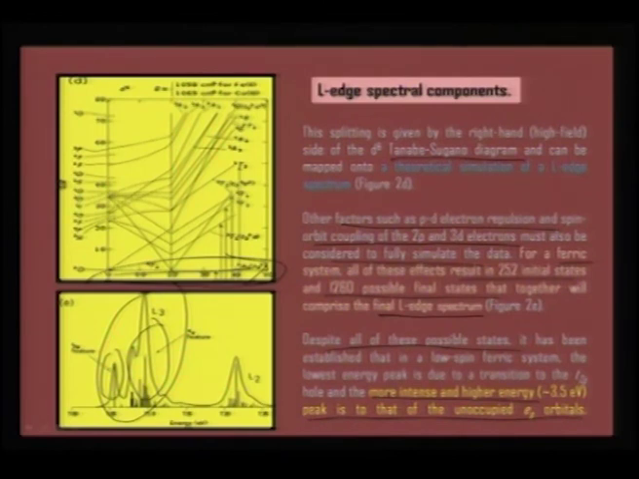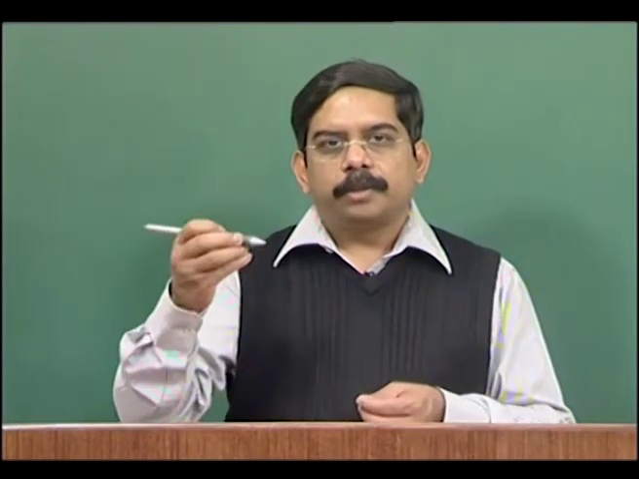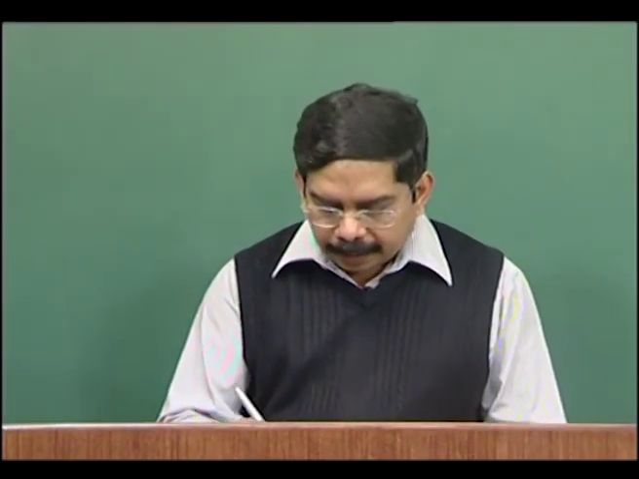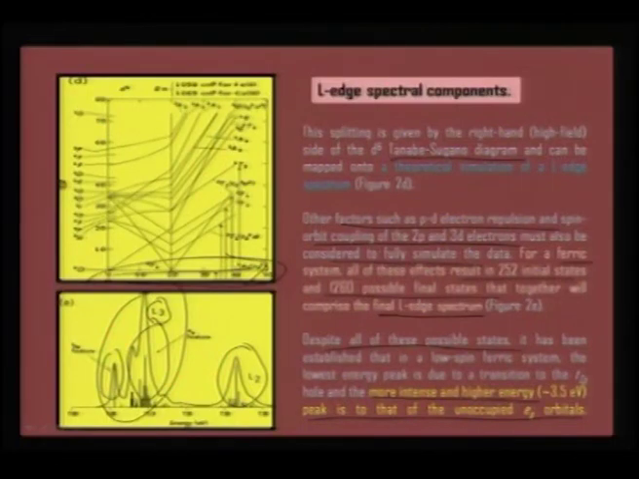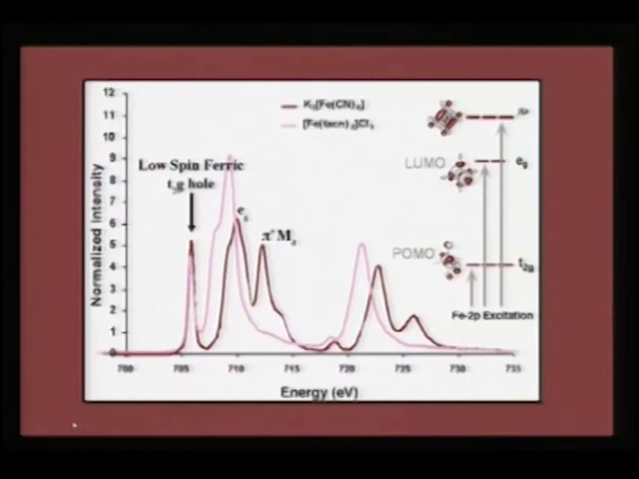So, there are two things that we need to understand. Within L3 there will be two peaks which correspond to excitation to T2G or EG, and then you also have the L2. So, both of these come into the picture when we look at the spectra. For a complex like this, which is a hexacyano iron 3 complex, for a low spin, the first peak corresponds to transition to T2G, the second peak corresponds to EG, and then the third peak corresponds to the M level, that is your pi star.